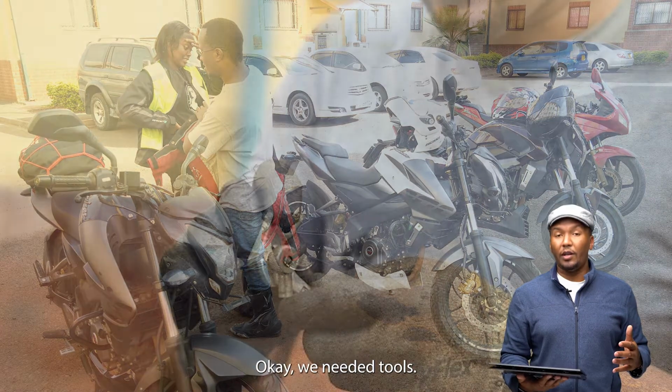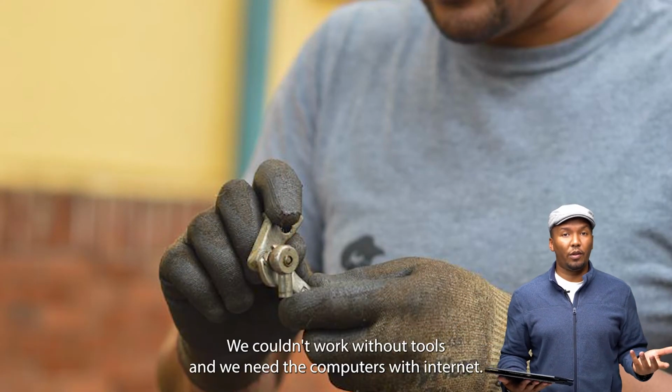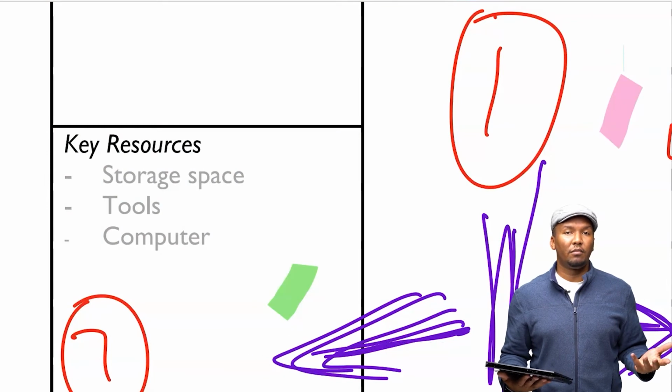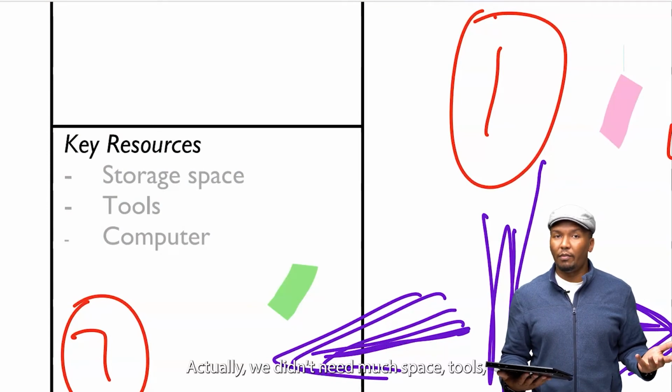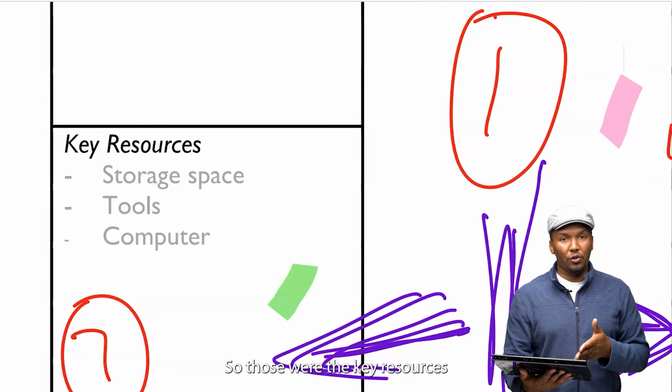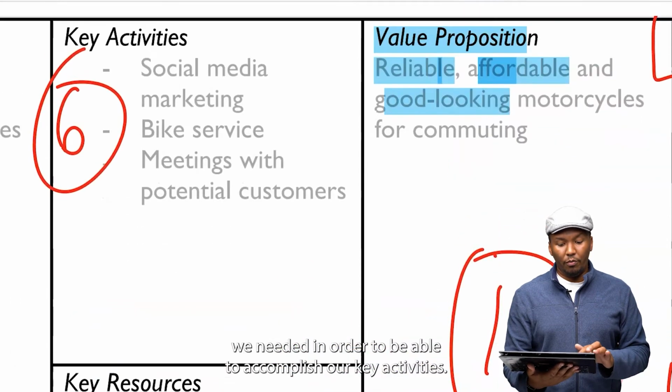Okay? We needed tools. We couldn't work without tools. And we needed computers with internet. Simple. That's all we did, actually. We didn't need much. Space, tools, a computer with internet. And the magic could happen from there. So those were the key resources we needed in order to be able to accomplish our key activities.